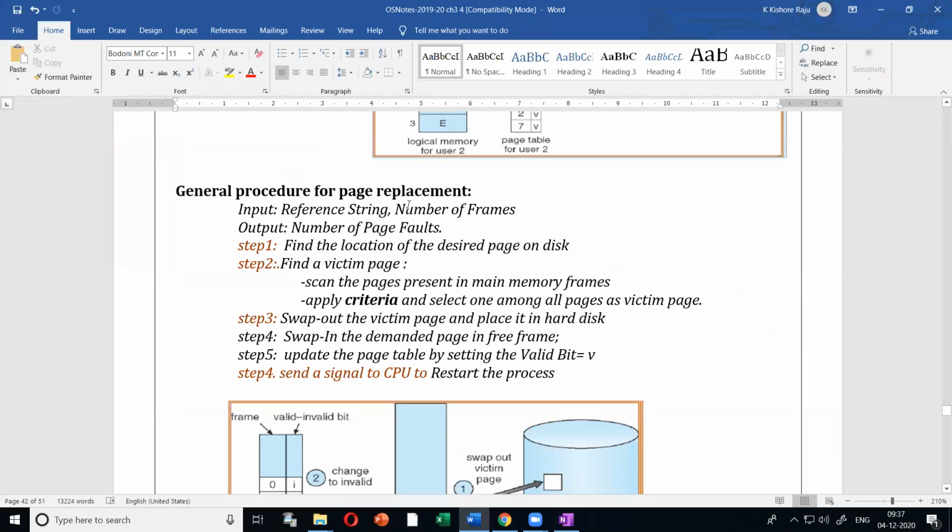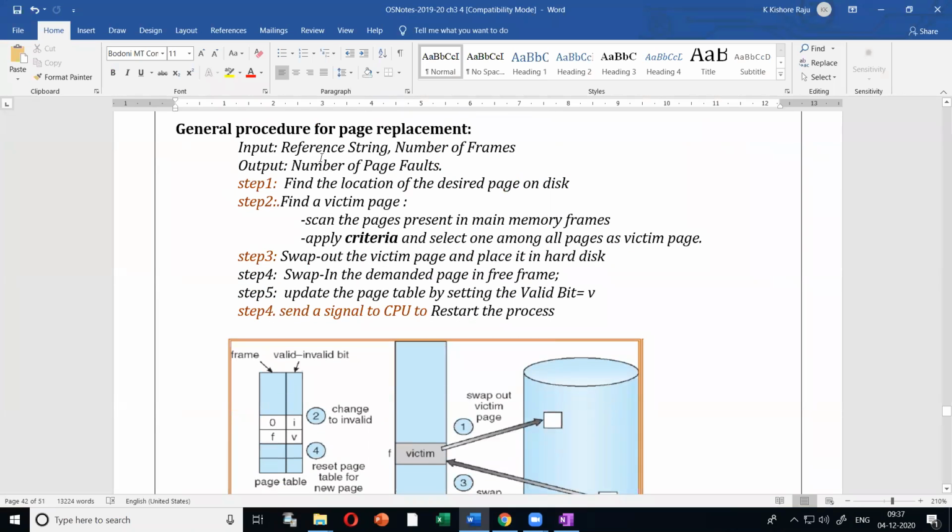The input is the reference string and the number of frames. Reference string means the sequence of page requests. I will tell you what we mean by reference string. Then the output is the number of page faults, and it should be as minimum as possible. Is it clear? Then find the location of the desired page on the disk. I already told you, because I am requesting a particular page that is available on the hard disk. So first I have to get that page. Then find the victim page.